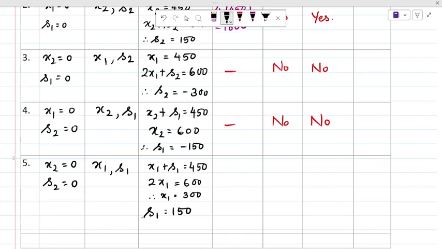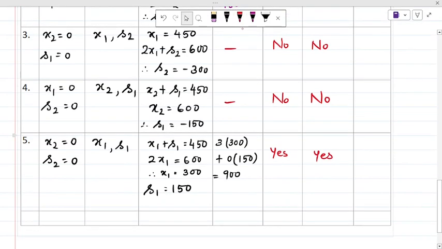So here we will have the objective function having the value of, the first one is 3 times 300, right? 3 times x1 plus 0 times s1 we will have to take, so it is 150. So the final value is 900 over here. So is the solution feasible? Yes, the solution is feasible. Is it degenerate? Yes, it is a degenerate solution that we get.